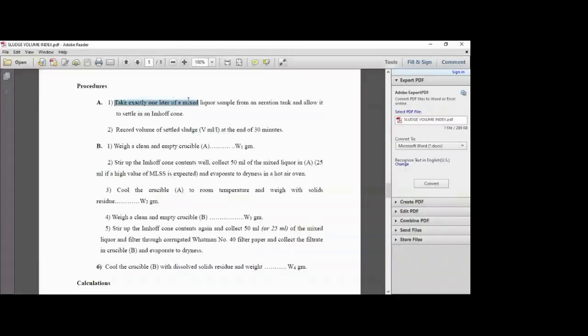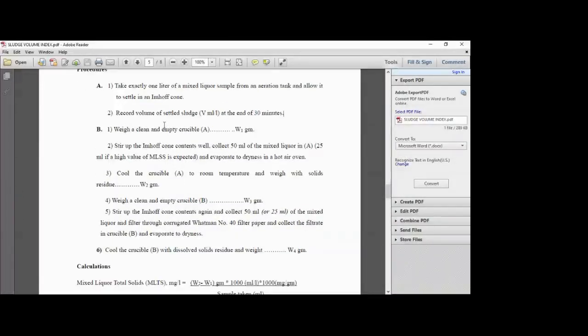So we are going to take exactly 1 liter of mixed liquor sample from the aeration tank and allow it to settle in an Imhoff cone. So how many minutes do we have to keep it settling? Only 30 minutes. So record the volume of the sludge, V ml, at the end of 30 minutes.